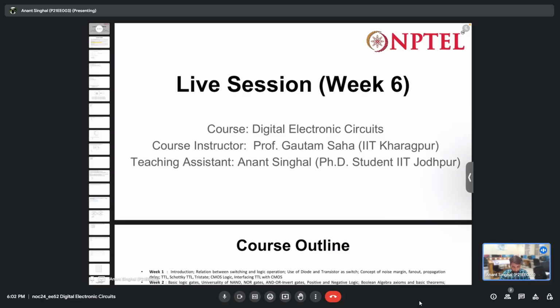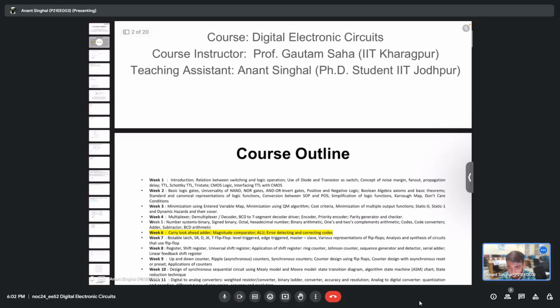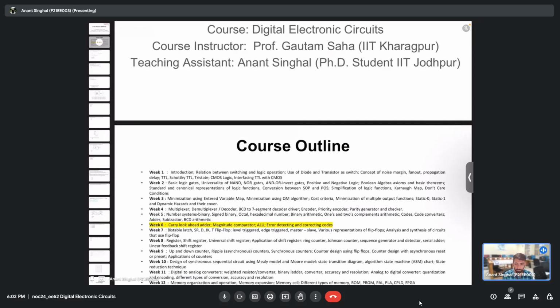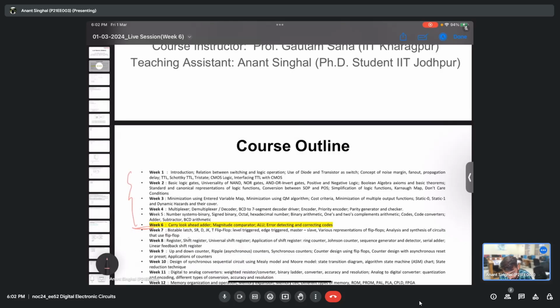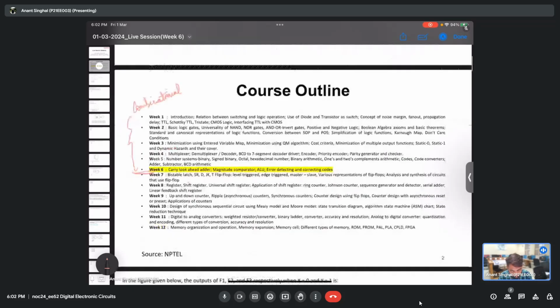In the previous weeks, as the course outline says, we have almost covered the combinational circuit part completely, and by this week we will be closing the combinational part totally. The first 6 weeks belong to the combinational circuit part of the course, and the last 6 weeks belong to the sequential part. That is quite important, and we'll be starting it in the subsequent weeks. Today, in week 6, we'll be wrapping up the combinational part.